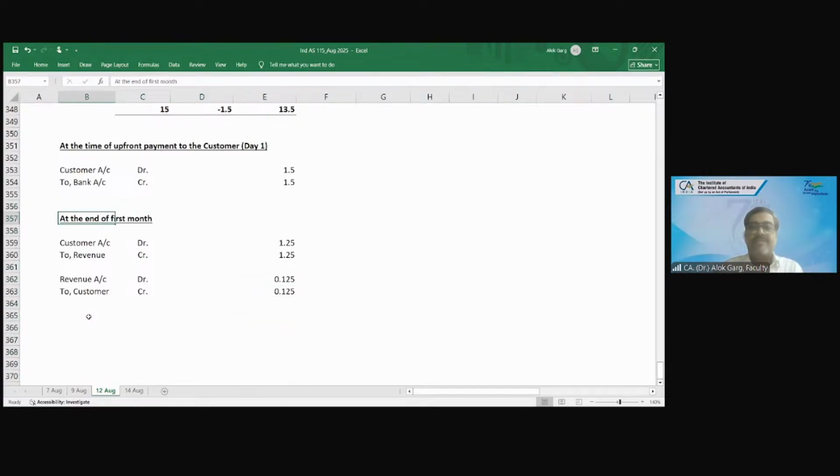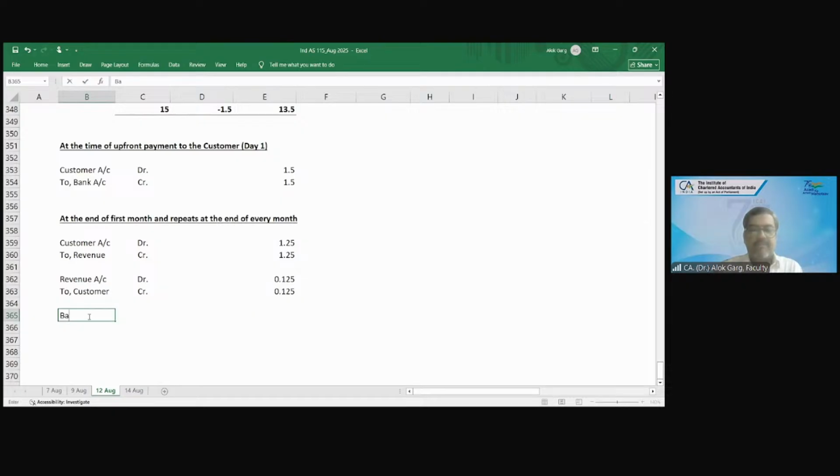This entry repeats at the end of first month and repeats until the end of the last, 12th month, every month. And what is the money which I have received from the customer? I have already paid the customer 1.5 crore and I have to receive the entire 15 crore. मैंने 15 लेना है और 1.5 में दे चुका हूं.